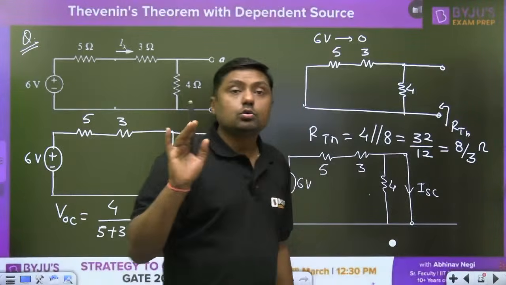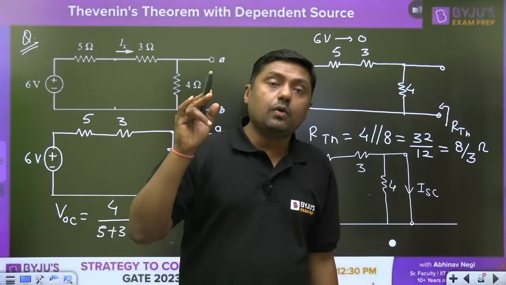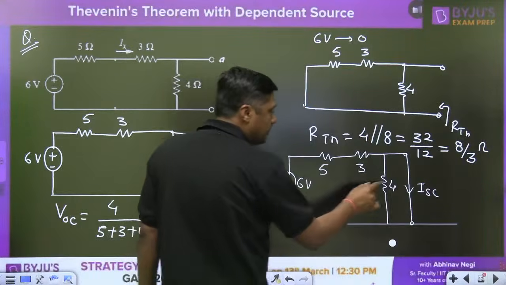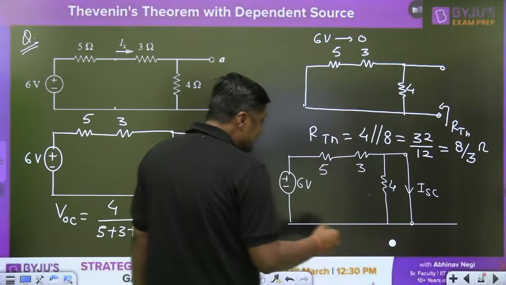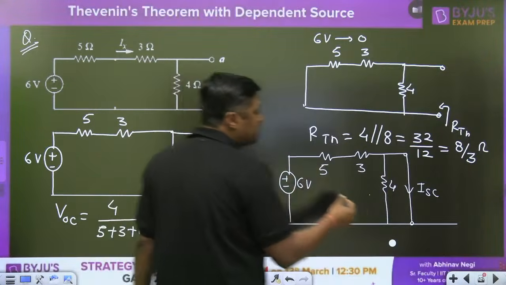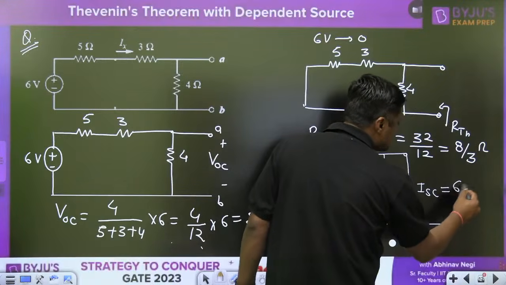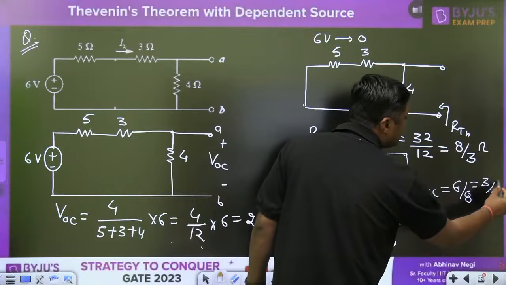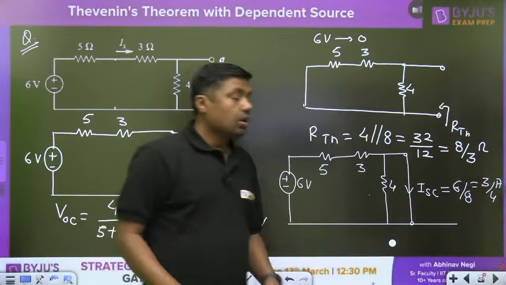No. Utkarsh, I want to calculate the short circuit current for this diagram. So simply it is a short circuit. Then it will become, because the 4 ohm is short circuited, 5 plus 3, 8, 6 by 8. 6 by 8, that is nothing but 3 by 4. This is the short circuit current.